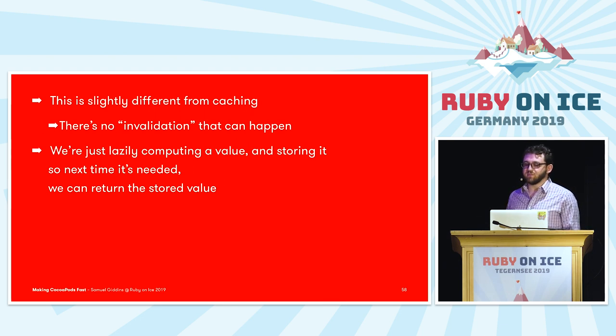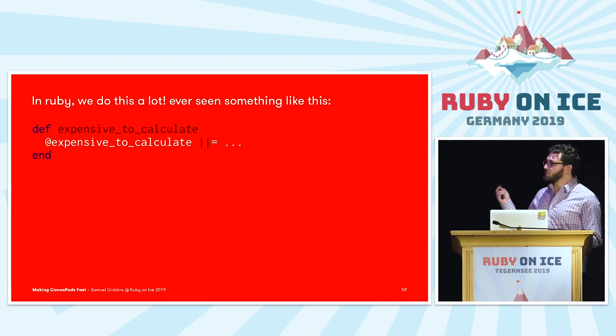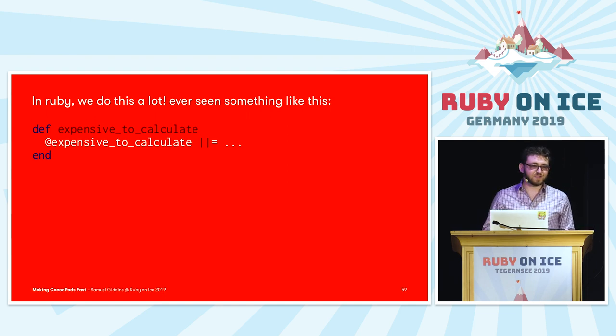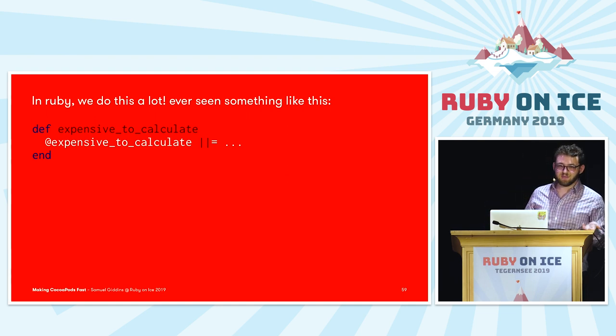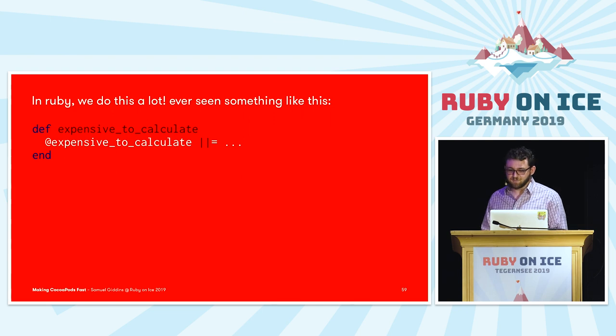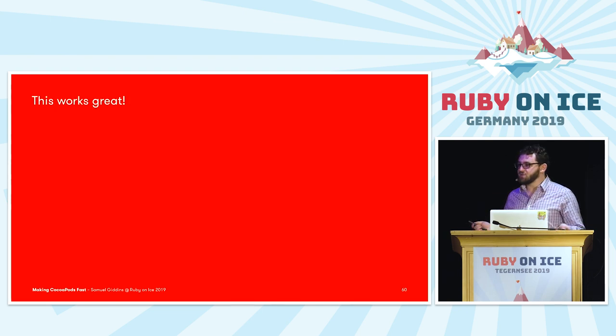So we're just lazily computing a value and storing it, and the next time it's needed, we just return the stored value. So if you've ever seen this style of code before, raise your hands if you've ever written this. That's approximately everyone. This is memoization. And it's great. I love it. Do it all the time.